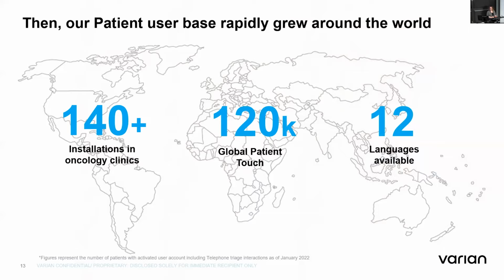But what happened next is that it worked a bit too well, if I can say. As of today, Nuna is used in more than 140 oncology clinics around the world in different continents. Overall, more than 120,000 patients have used Nuna, and we have 12 different languages available in the application. So that's a very good problem to have, but it has challenges that I will detail next.